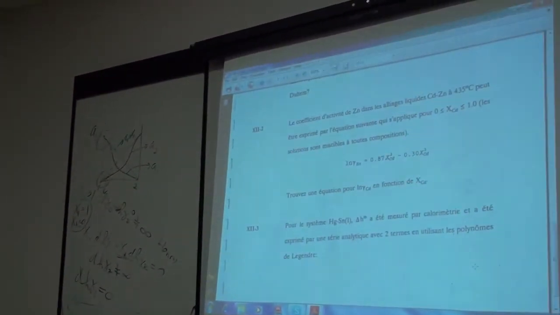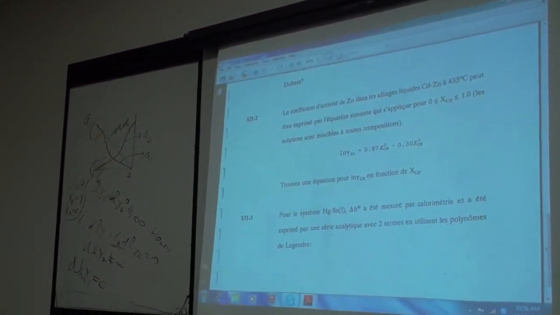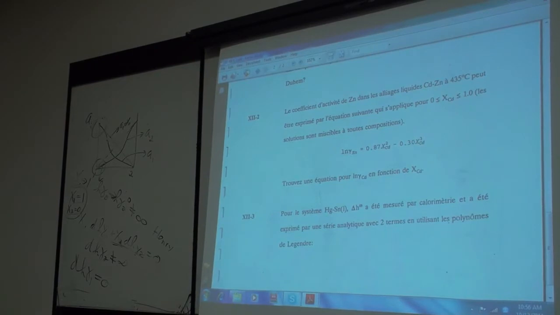All right, the more important one now is number 2, and this is showing you what's going on when you're doing some curve fitting. This is how we used to do it in the old days, when we didn't do things with computers and you could see more of what was going on rather than things being masked by the equations. The activity coefficient of zinc in liquid cadmium-zinc alloys has been measured at 435 degrees.